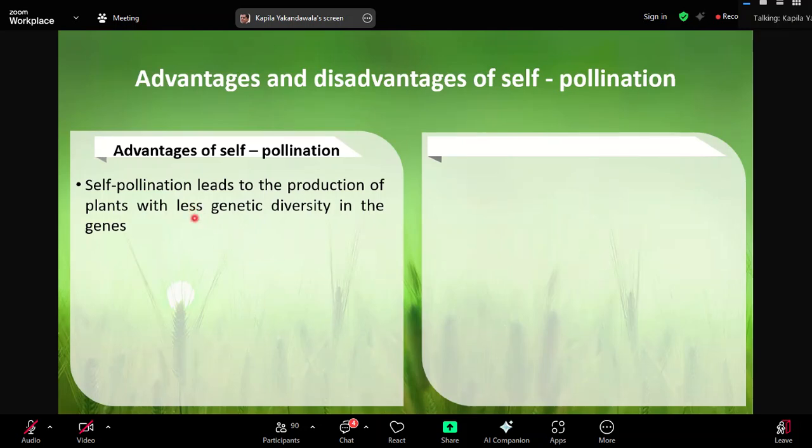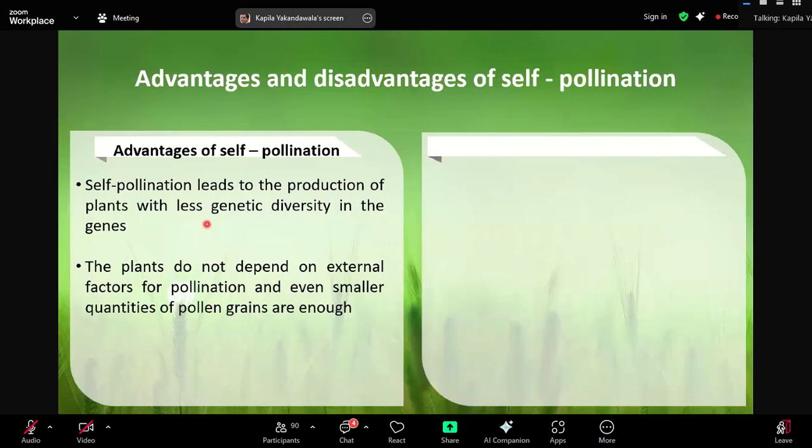If self-pollination is going to happen, there will be less genetic diversity because characters of only the same plant will be mixed. So, especially in crop production, like when you grow plants like carrot, we like to have same characters. Like in tomato, so what will happen? You can harvest at the same time.